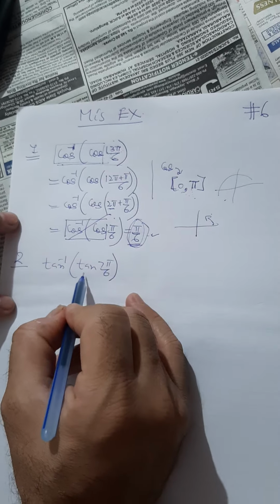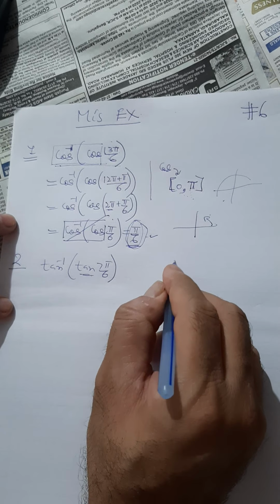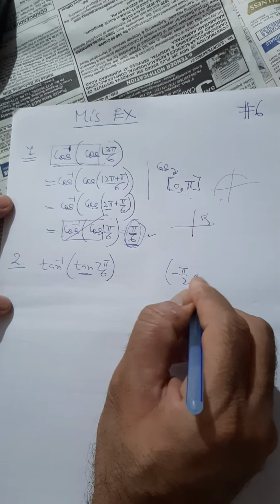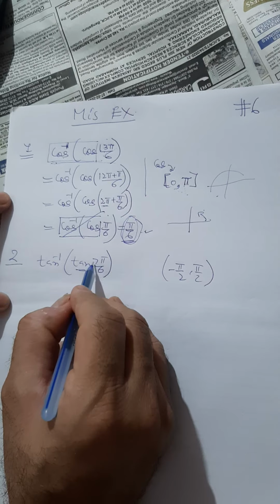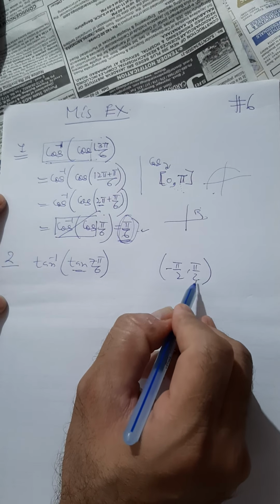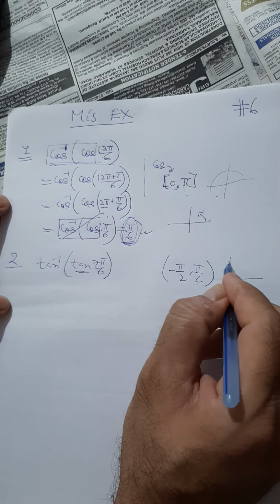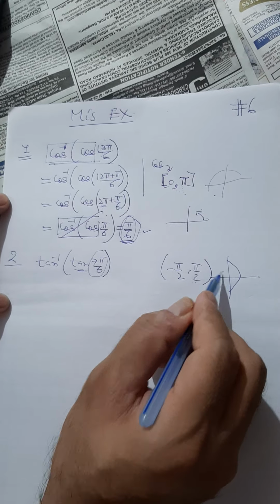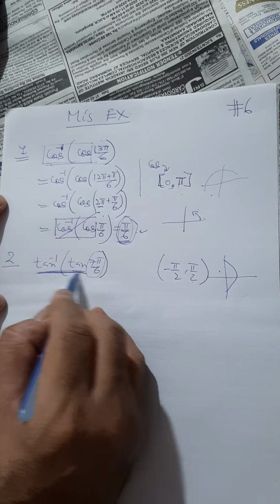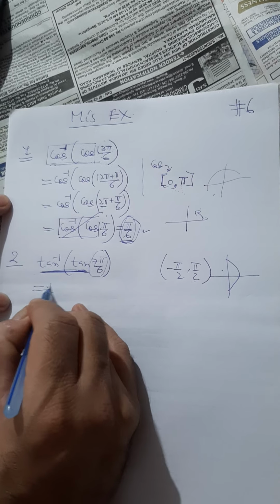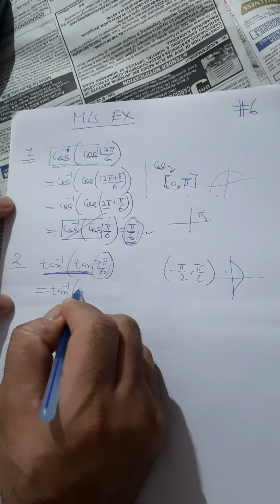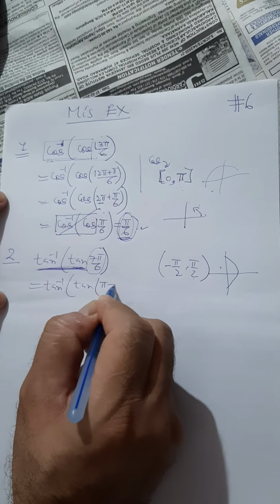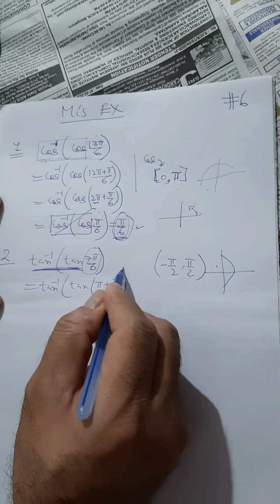Now you recall, what's the domain of tan function? It is the open interval minus pi by 2 to pi by 2. 7 pi by 6 is not in this domain. This is either first or fourth quadrant. 7 pi by 6 is in the third quadrant, so you cannot cancel these two directly. So we need to reduce this angle, and you know that you can write this as pi plus pi by 6. That much we know.